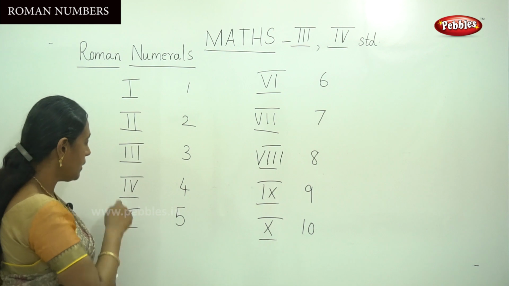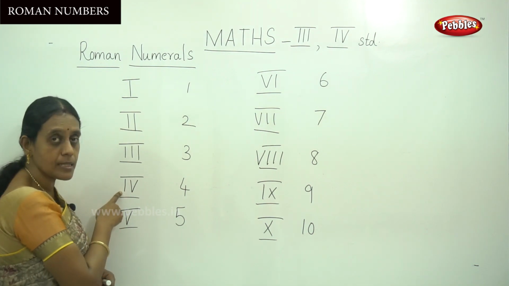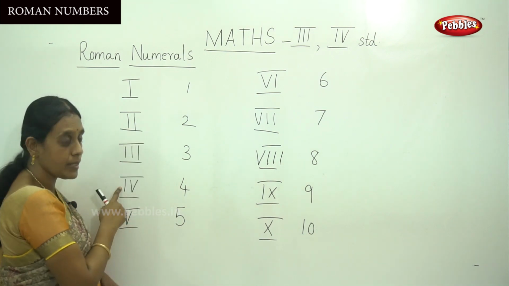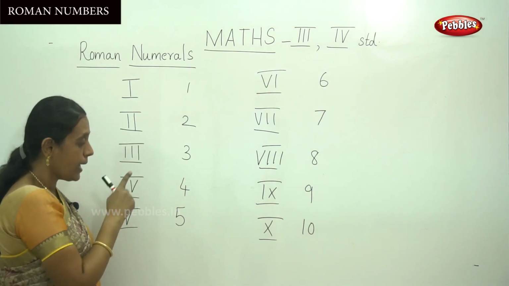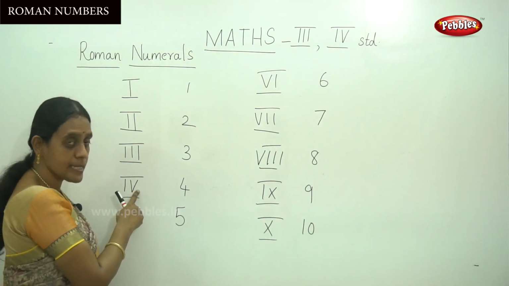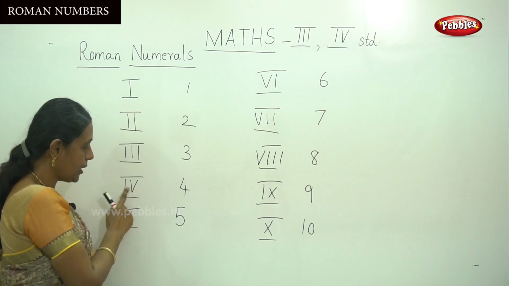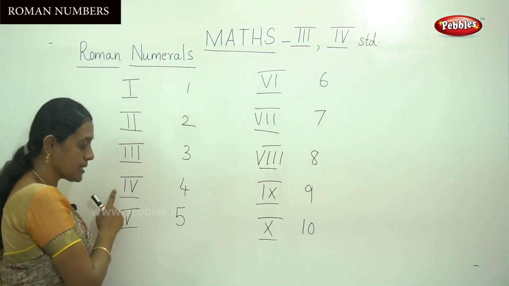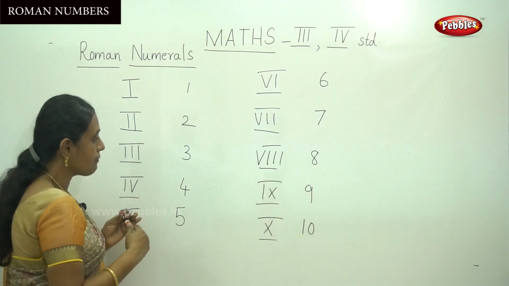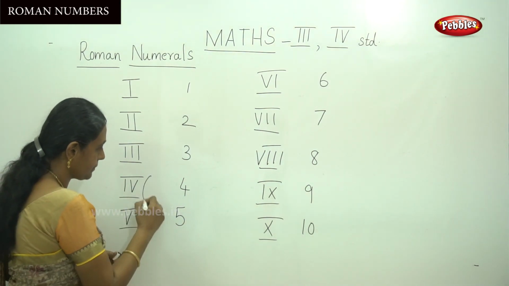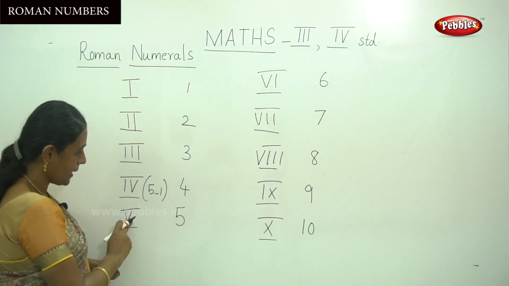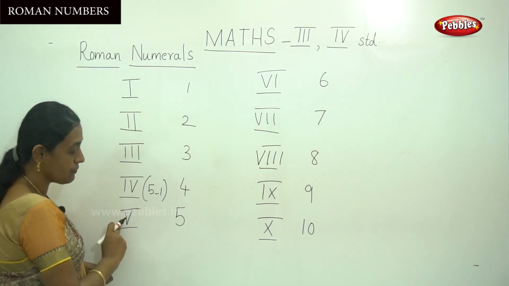I will explain once again. This is a smaller numeral, 1. If you write this numeral before the next bigger numeral, that is, on the left side, it means 5 minus 1. That is 5 minus 1, so this is 4 and this is 5.